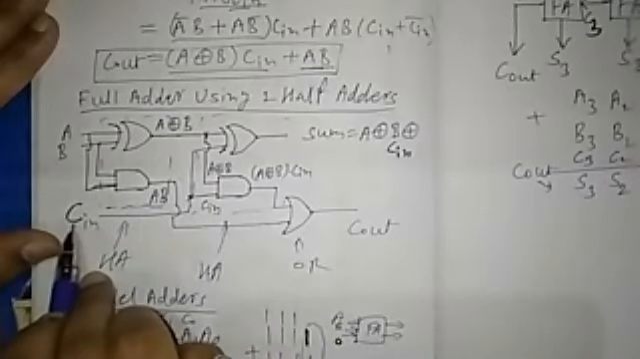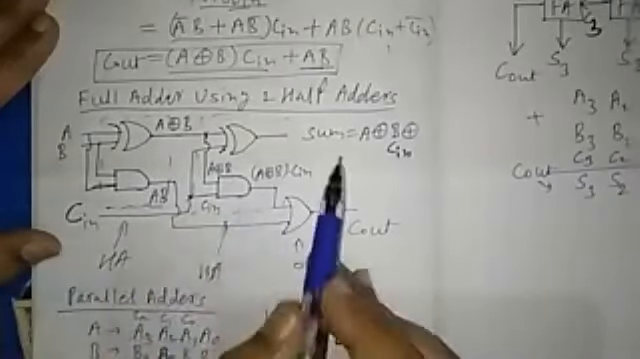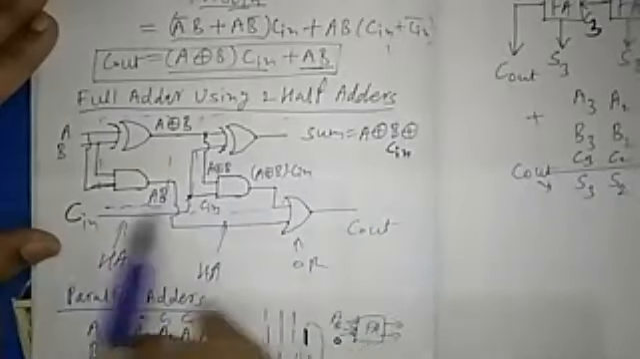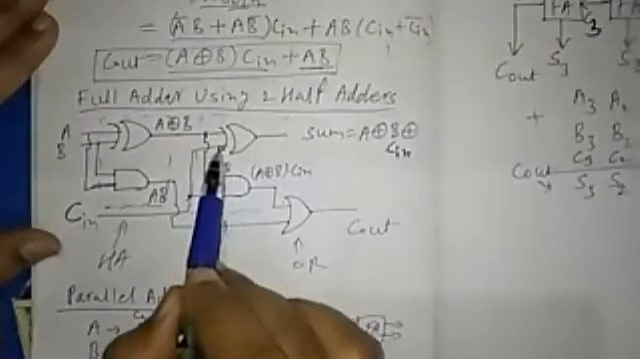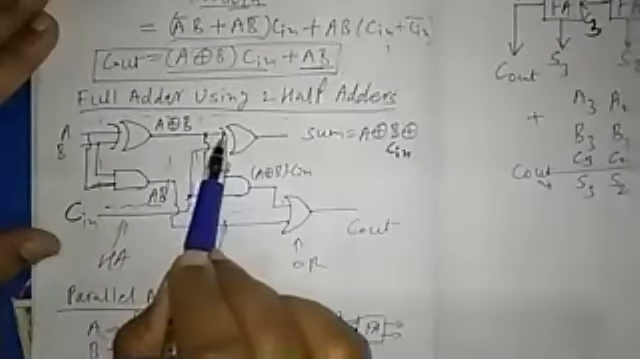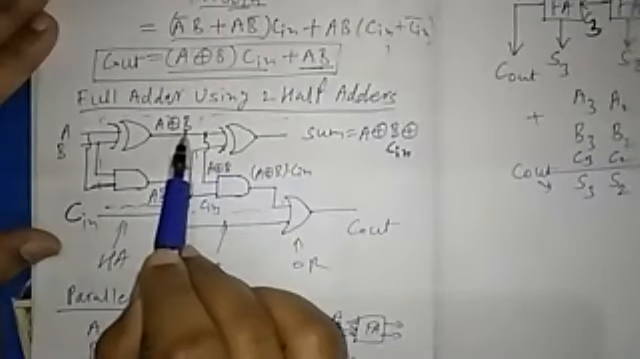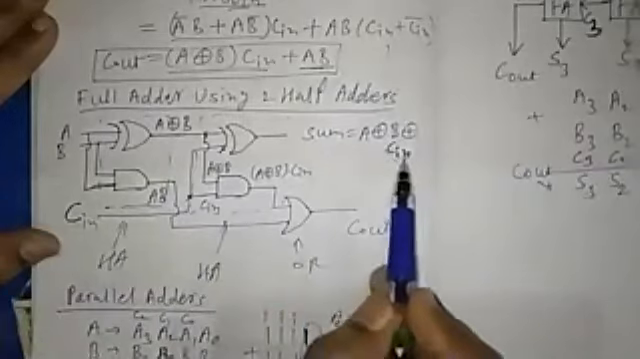Cin is a third input for our full adder. For that sum, we know that A XOR B XOR Cin. Therefore, Cin input I will connect to the next XOR gate, one input, and from the previous XOR gate, one more input. Therefore, A XOR B XOR Cin will be here, sum.